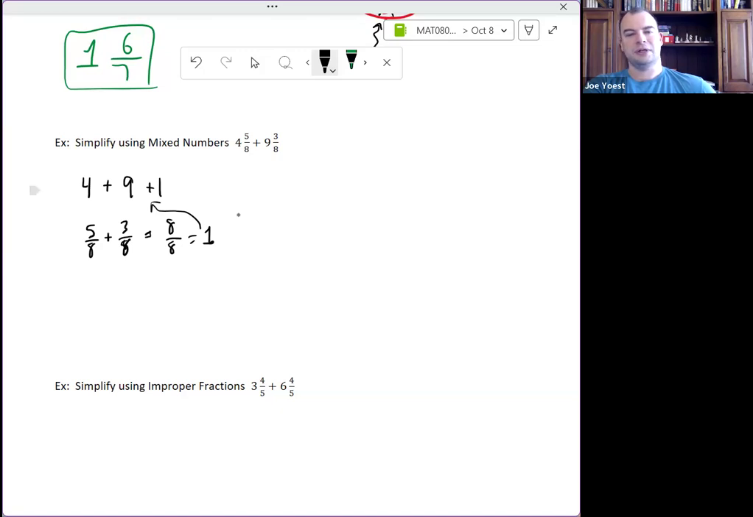And 9 plus 4 is 13, and plus 1 is 14. So this is 1 with a remainder of 0. It has 0/8 left over. In fact, this is just the number 14.